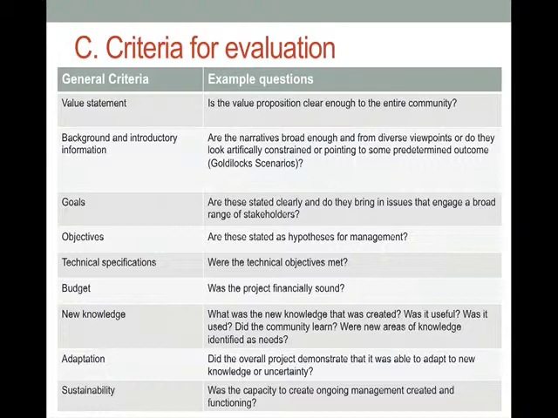The technical specifications and budget, those are self-explanatory. The new knowledge is this idea of what knowledge was created, how was it used, how were the new areas identified. We need ways to describe that, because when we create new knowledge, we also have to put that in the context of what gaps in our knowledge led to uncertainty, or the so-called ingenuity gap.